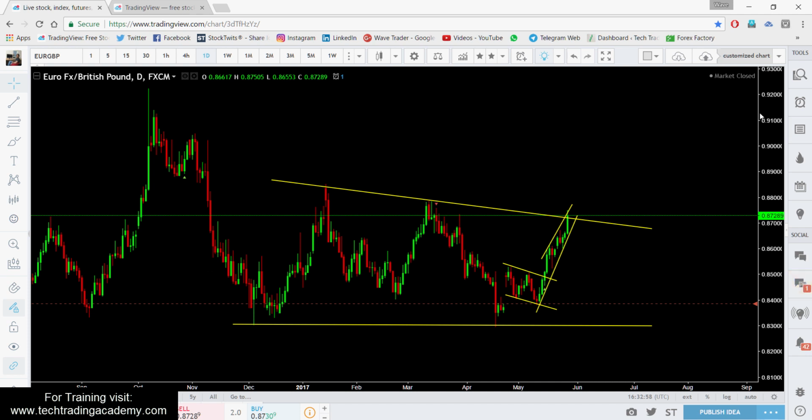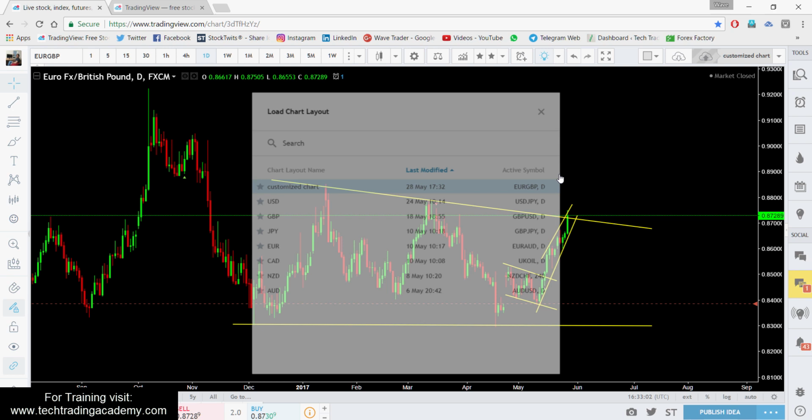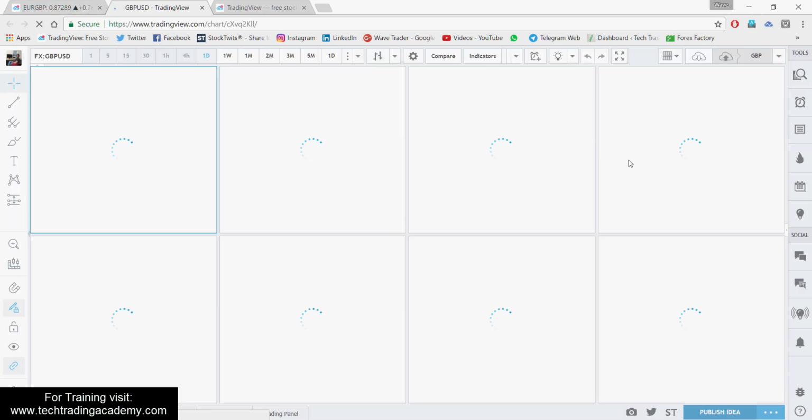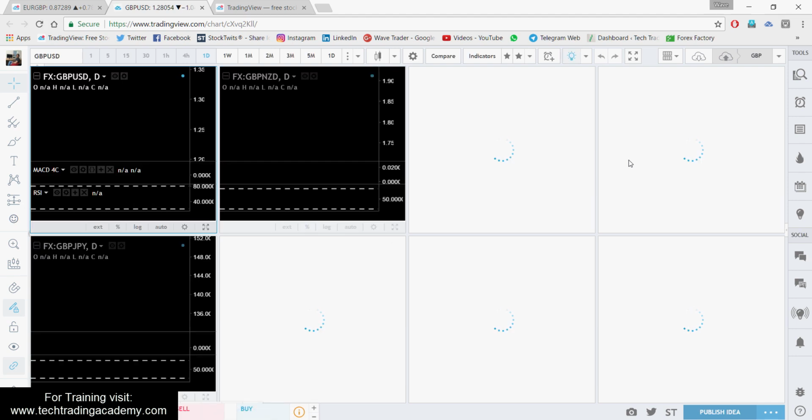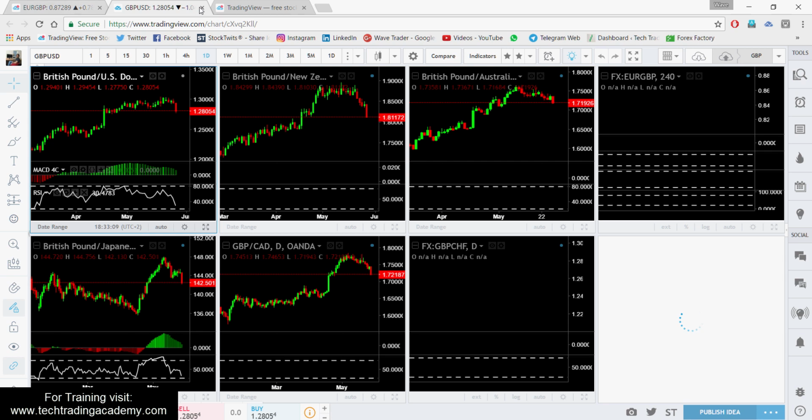The reason is we can see the pound pair is just falling across the board. So the pound pair is falling, so no reason to look for a sell on this pair. If we're going to look for a sell on this pair, we know the euro is already strong over there.